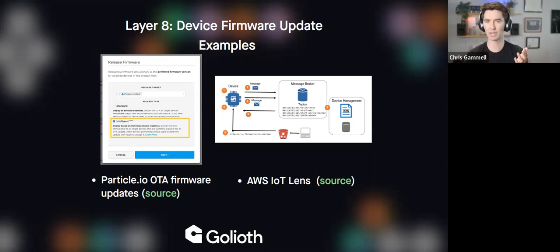And then AWS IoT also has a service called Lens, where they use their MQTT brokers and some buckets. Basically the IoT team at AWS built this on top of many of the AWS primitives. They have a system set up so that you can be notified when there's a new firmware available, and then you can go grab that and validate it back through the MQTT system.